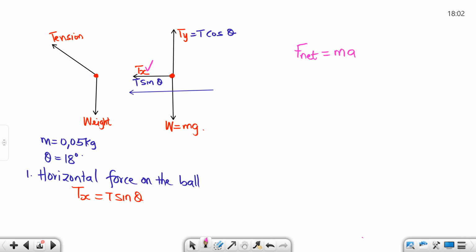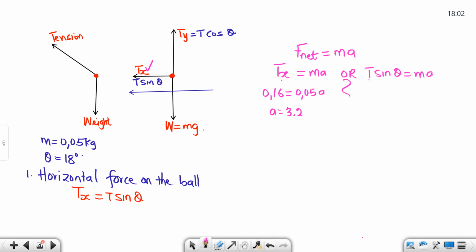I wanted to check. Is either you say TX equals MA, or you say T sine theta equals what? MA. T and TX are two different forces. They have different values. What is TX? 0.16 equals what? MA. We already know our M, right? Let's save time. 0.05A. What is A? 3.2.